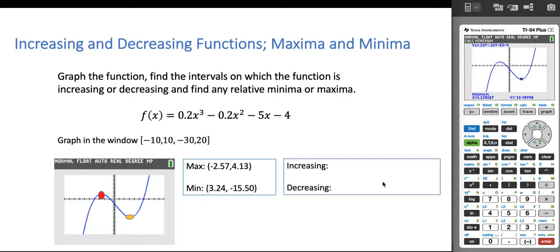So fill in these intervals and see if you're right. Did you get from negative infinity to negative 2.57, remember x values here, and 3.24 to infinity? Here's where x is equal to 3.24. And it's decreasing from negative 2.57 until we get to 3.24. Those are all x values. Also notice these are always parentheses. All right? Okay, next thing up is piecewise functions.